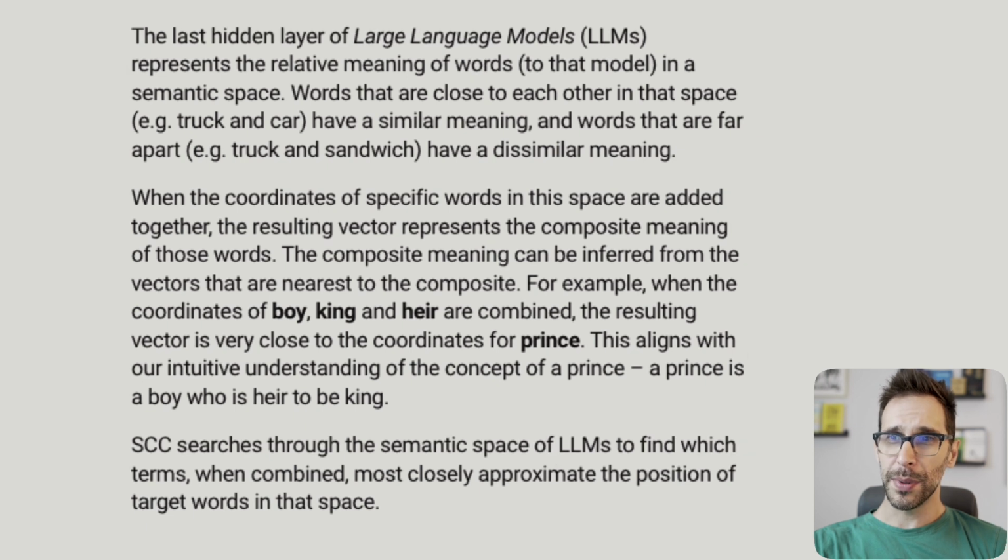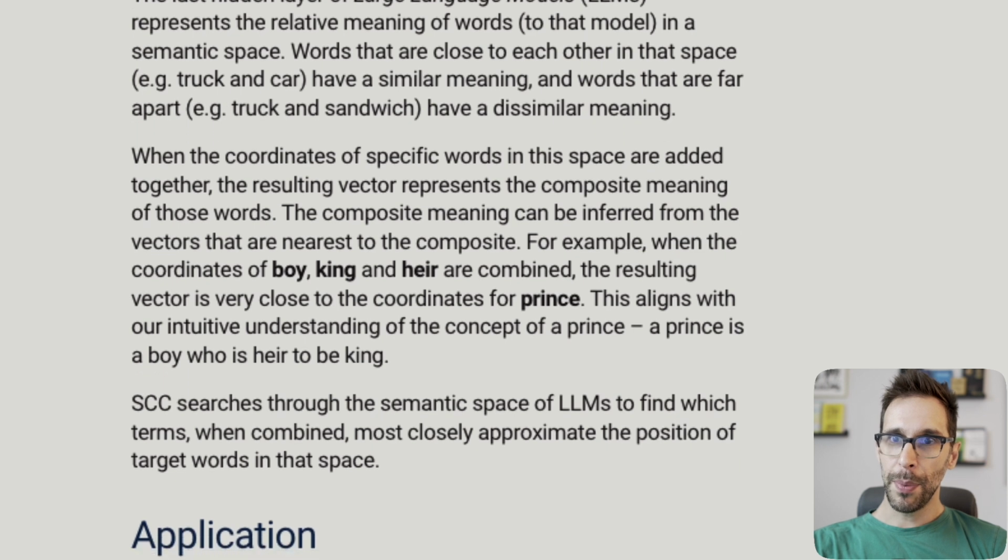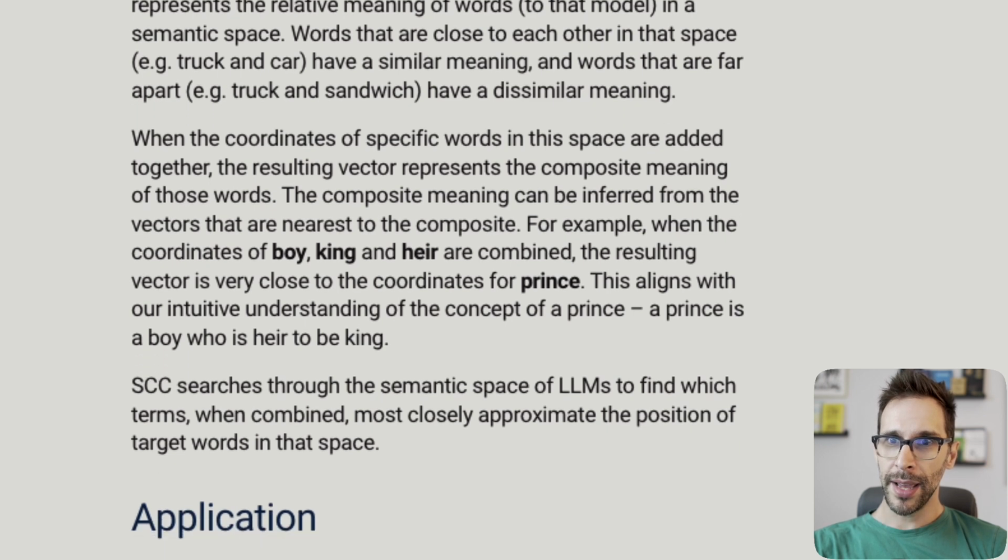When the coordinates of specific words in this space are added together, the resulting vector represents the composite meaning of those words. The composite meaning can be inferred from the vectors that are nearest to the composite. For example, when the coordinates of boy, king, and heir are combined, the resulting vector is close to the coordinates for prince. Now I wonder, are they landing on something else besides prince, and prince just happens to be nearby, and it's the only plausible candidate for the combination of boy, king, and heir?